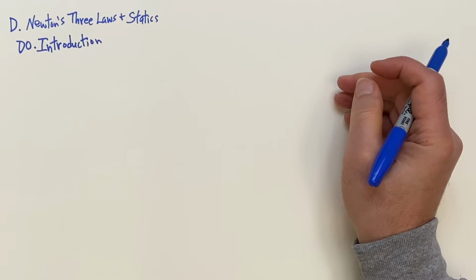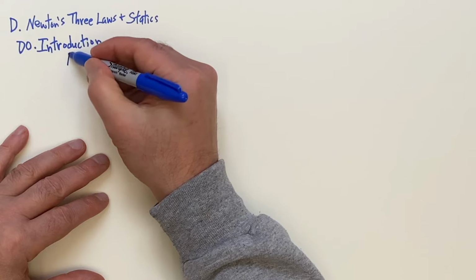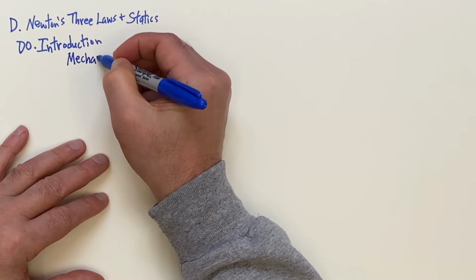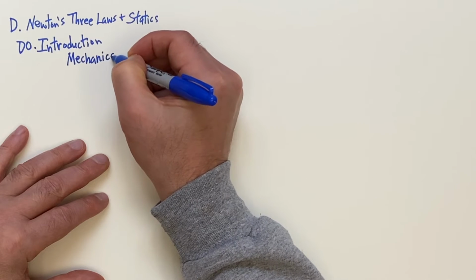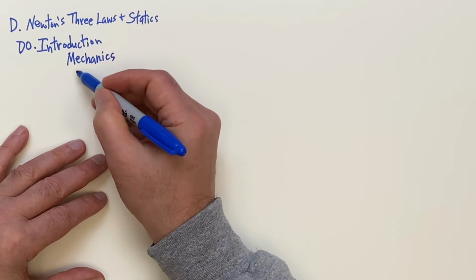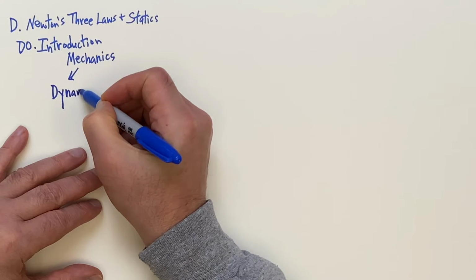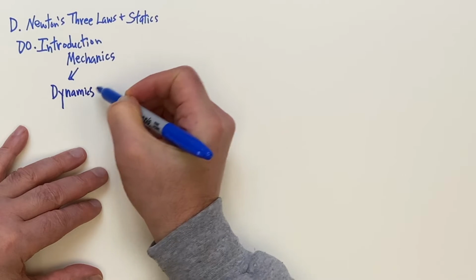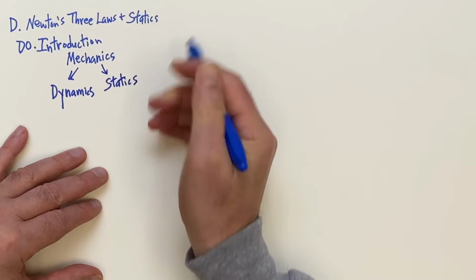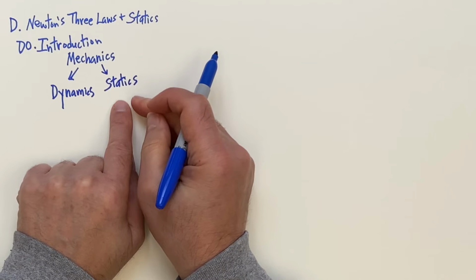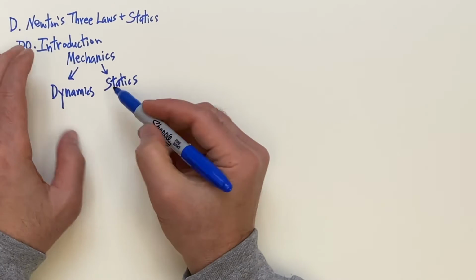Now, Newton's three laws give us the foundation of the discipline we call mechanics, a subtopic of physics. And mechanics has two parts, or further subdivisions: dynamics and statics. Now, statics is usually taught first in an engineering school because it's the case where the forces all add up to zero.